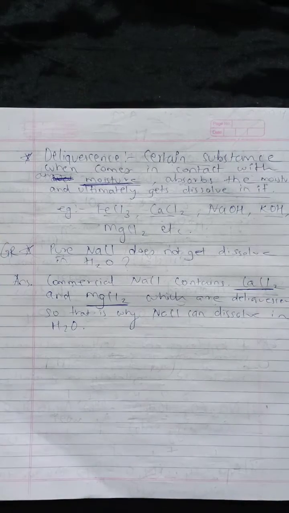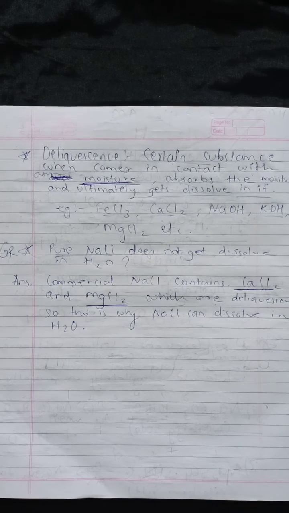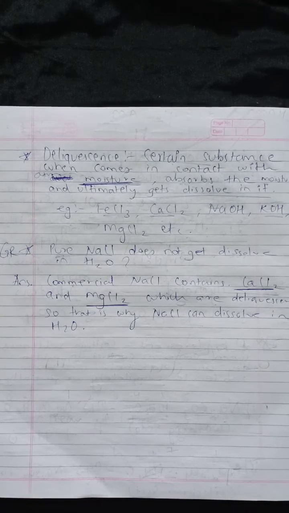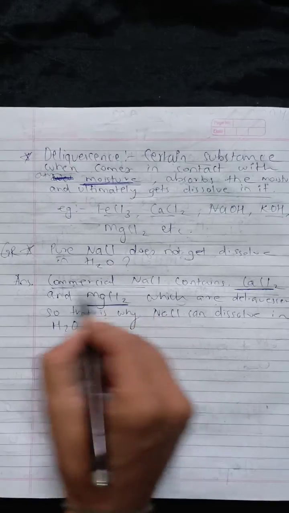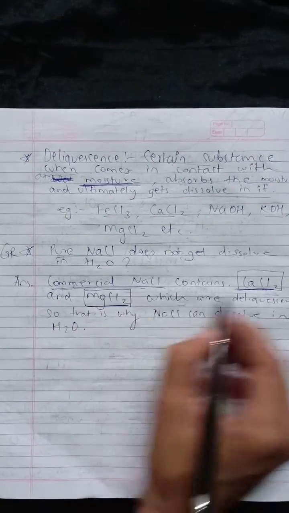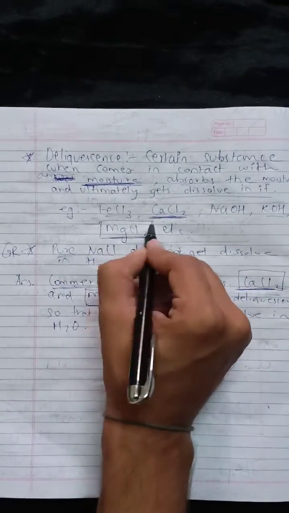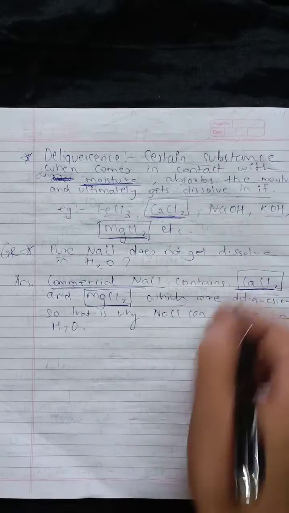So if someone asks you, does pure NaCl dissolve in water or not? The answer is no. Pure NaCl does not get dissolved. So what gets dissolved? Commercial NaCl gets dissolved. Why? Because it contains two deliquescent substances, magnesium chloride and calcium chloride. See, here we have given the example also. So these names are very important.